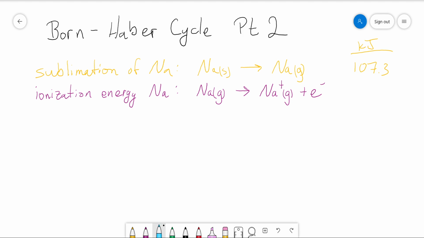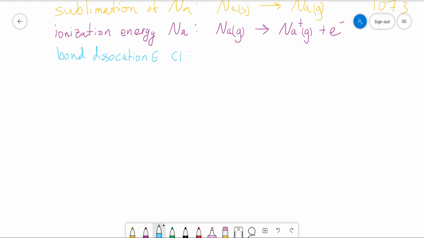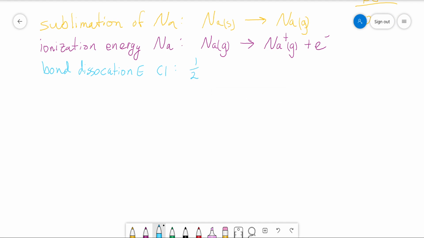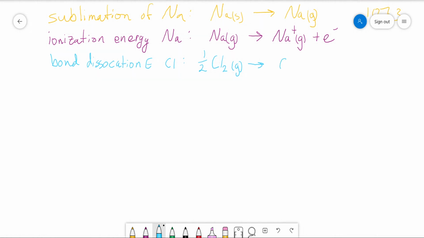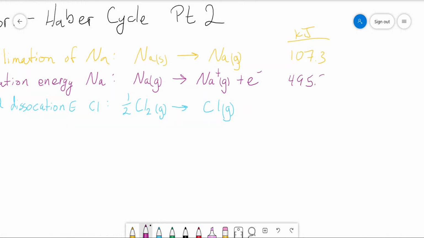Okay, next up, we had the bond dissociation energy. I'm just going to abbreviate energy as E. And that was for chlorine. Okay, and that was 1/2 Cl2 gas, giving us Cl gas. Oops, I forgot the energy for the ionization energy. And that was 495.8. And this one was 122 kilojoules. Okay.